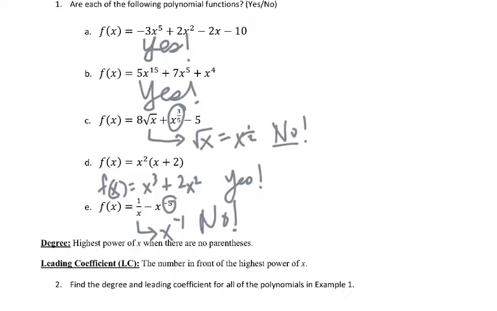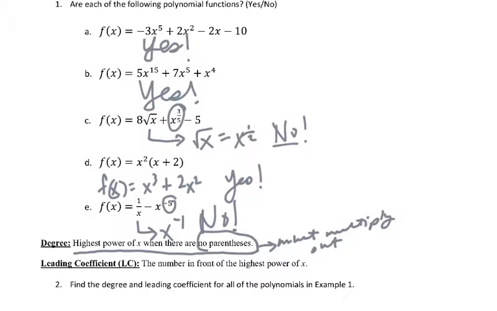The degree is the highest power of x when there are no parentheses. So if there are parentheses, you must multiply it out to find that degree, okay? So the degree, we're going to go back and look at the degrees for each of those polynomials that we found, for example, A, B, and D in the first problem.